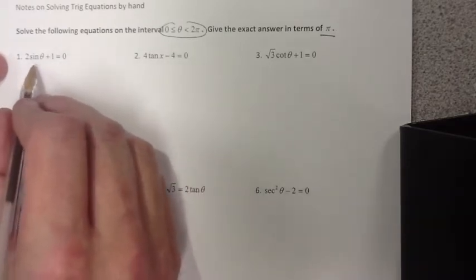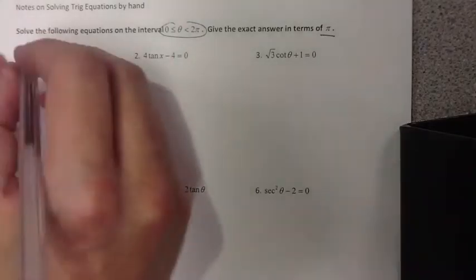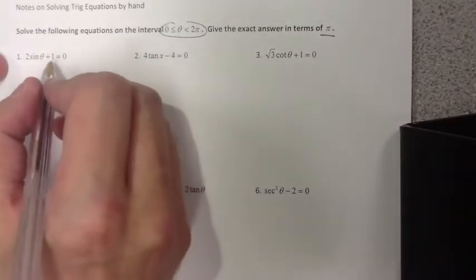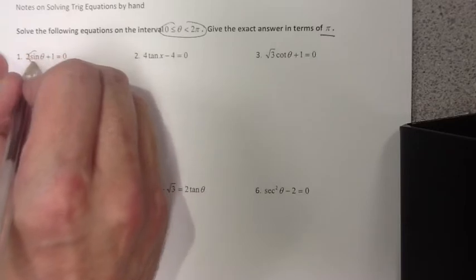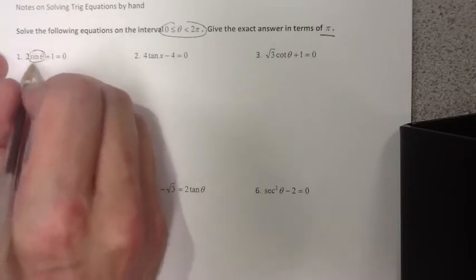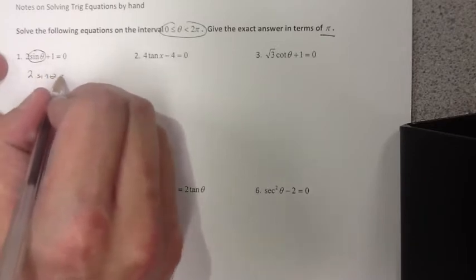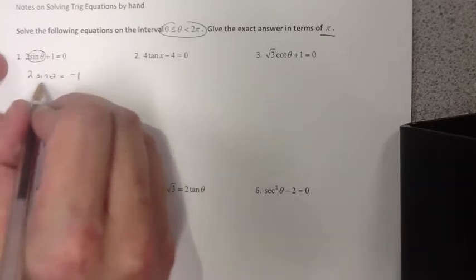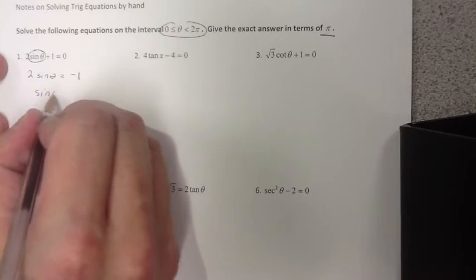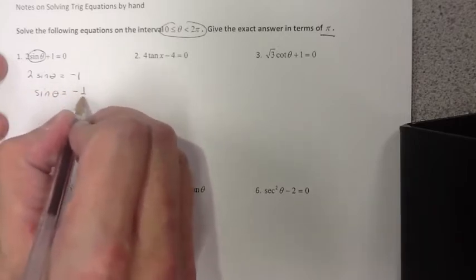So if we look at number 1 here, we want to solve 2 sine of theta plus 1 equals 0. Now we have to solve it by isolating the sine function. And we do that by first subtracting the 1. So we get 2 sine of theta equals negative 1. And then dividing by the 2. So sine of theta equals negative 1/2.